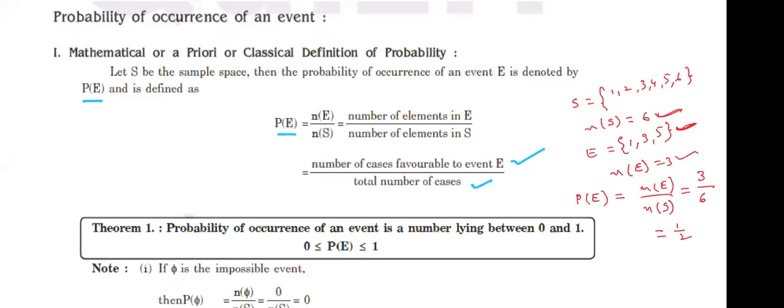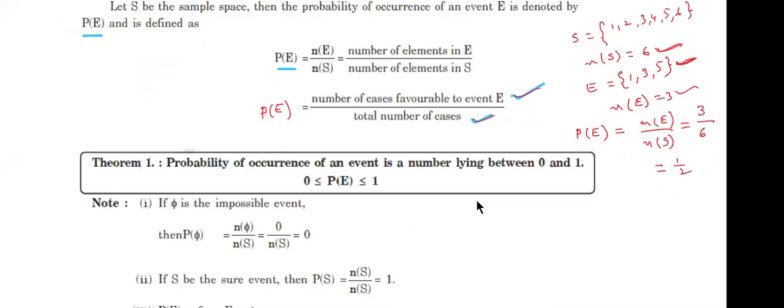Finally, observe here, what is P of E? It is the probability definition: the number of cases favorable to event E divided by the total number of cases. But an important point: the probability always lies between 0 and 1 only. What is the range of probability, students? Probability belongs to the closed interval 0 comma 1. The probability cannot be negative and cannot be more than 1. By observing the answer, we can say whether it is correct or wrong.